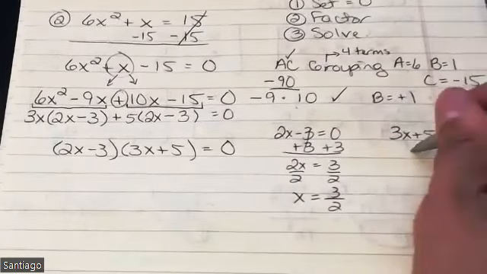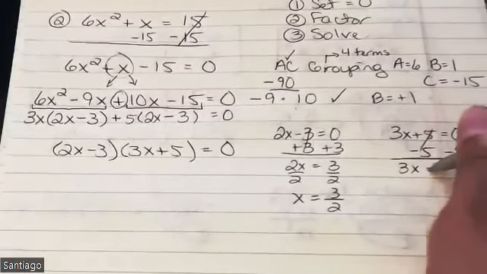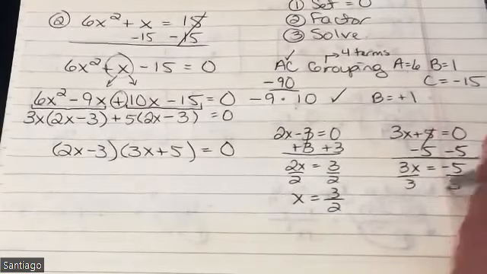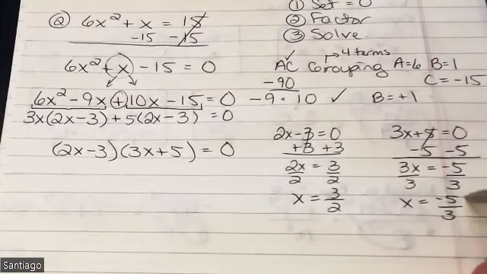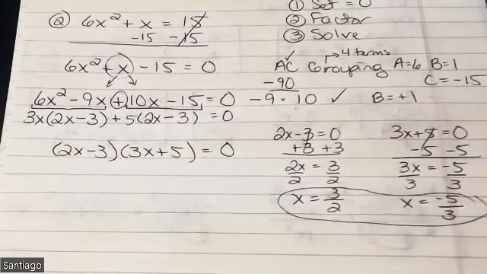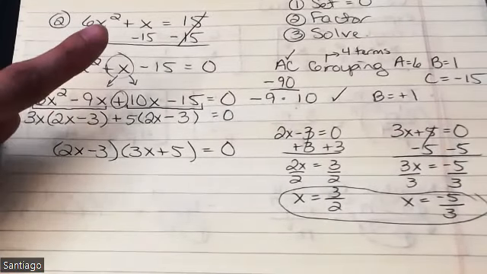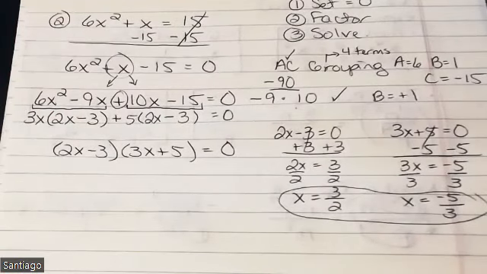We're going to solve this second equation, similar idea. We're going to subtract the 5. We have 3x is equal to -5. And then we're going to divide by 3. And we have just found the 2 solutions for this problem. You know you should have 2 solutions because our degree is 2. If your degree were 3, you'd have 3 solutions.